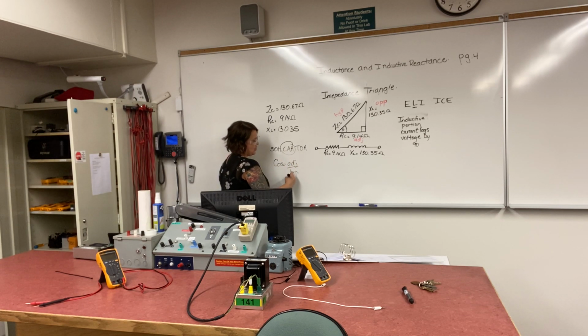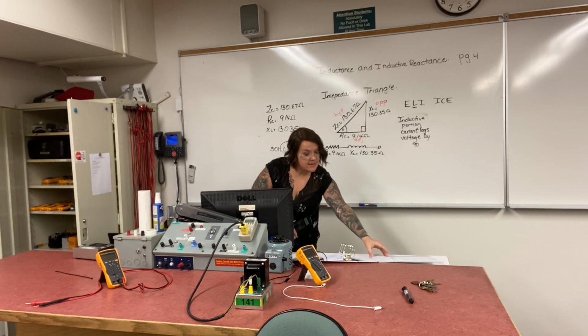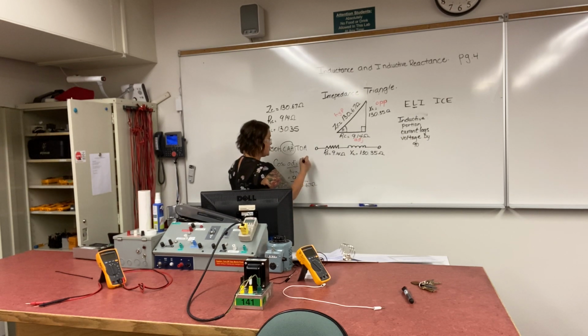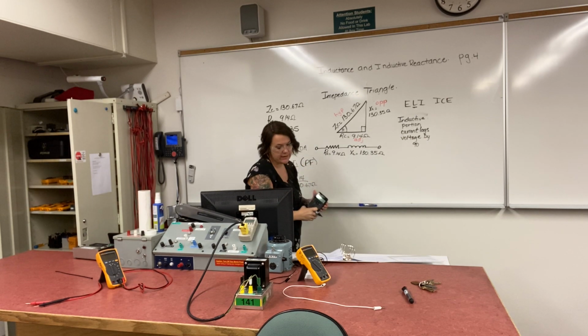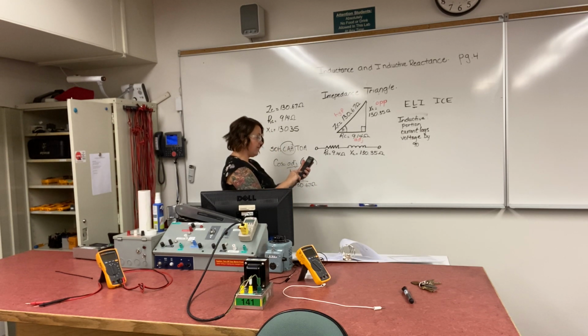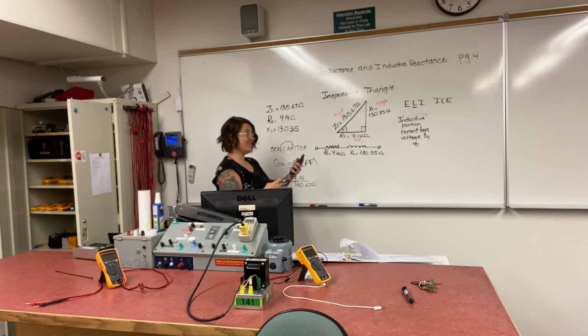Which is my adjacent, 9.14, divided by 130.67 ohms. I punch that into my calculator. Hopefully we read similar to what we measured. Cosine is your power factor. We read that to be 0.06 lag. So I'm just going to confirm that with my calculation. 9.14 divided by 130.67 equals 0.069.